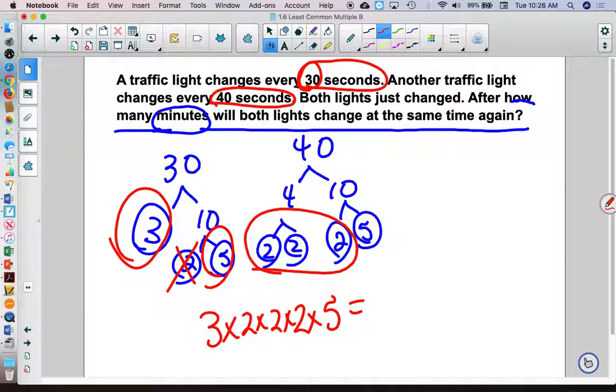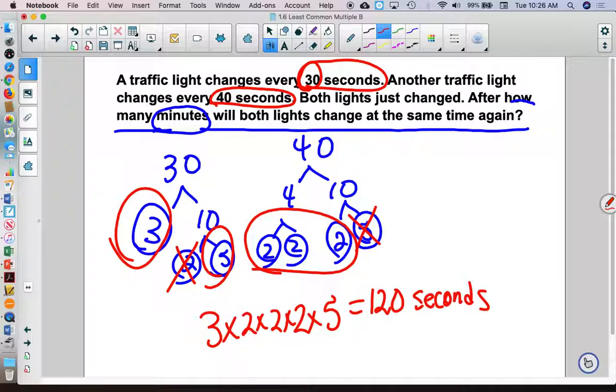So, the other 3 doesn't matter at all. Just one of them goes, one of them doesn't, okay? 3 times 2 is 6, times 2 is 12, times 2 is 24, times 5. You might have to put this 120. Does everybody agree? Yes. Now, that's 120 seconds. 1 minute, now you're good. You are really good.